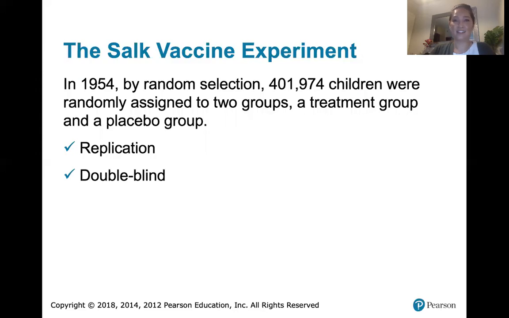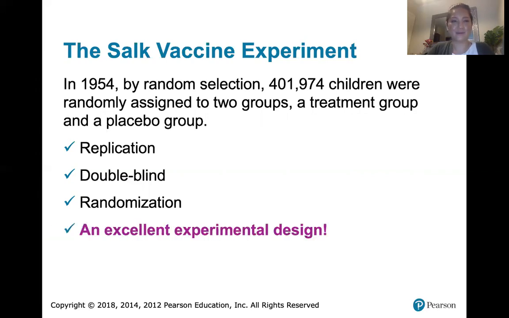It was double blind. The children and their parents didn't know, and the person administering the injections didn't know whether the child was receiving the vaccine or not. And then lastly, there was randomization because the children were randomly assigned to two groups. About 200,000 were treated and about 200,000 weren't treated. So this is an excellent experimental design. If any parts of this are missing, then there's something to consider. We might want to improve the design before we replicate the experiment and try to do it again.